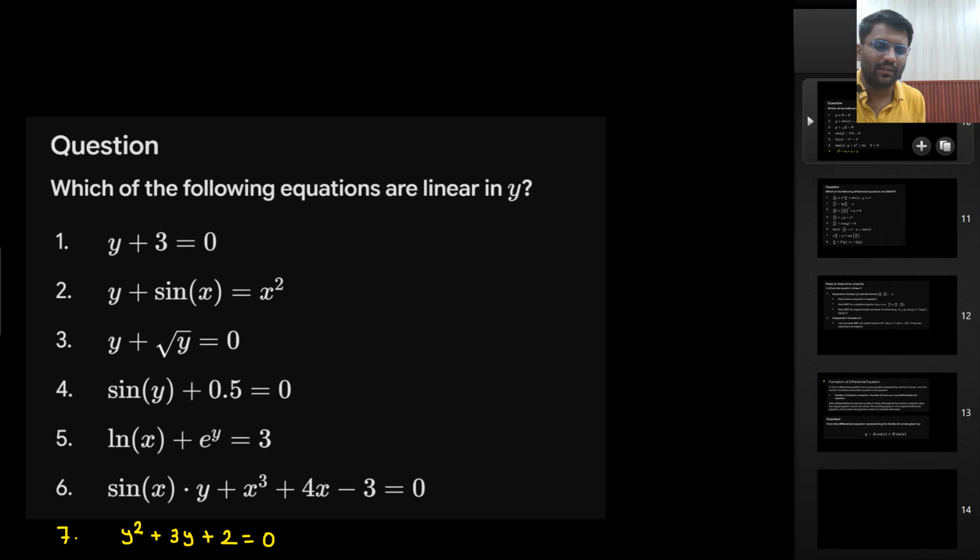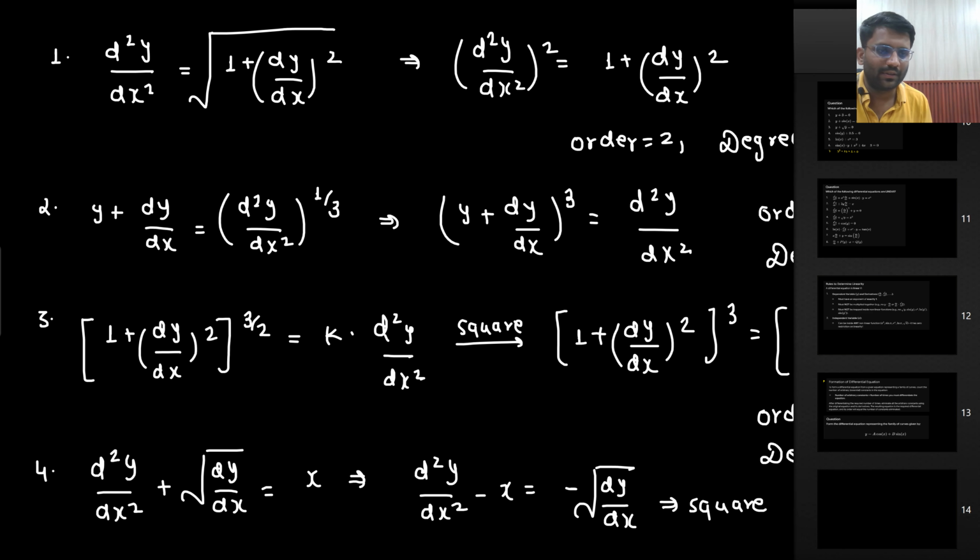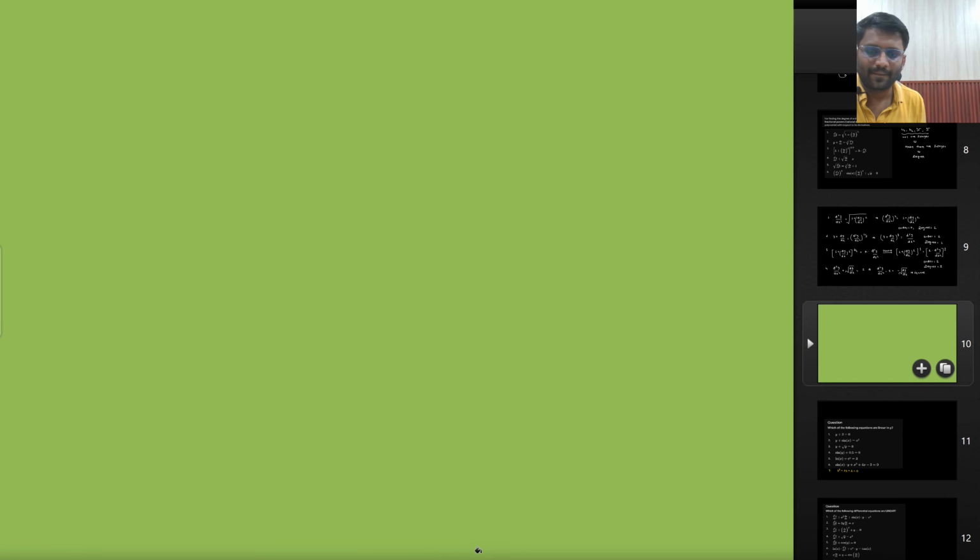What I will be getting? d2y by dx2 minus x, whole square, would be equals to dy by dx. So you let me know what is the order and degree. Think about it and let me know the order and degree. Sir, order is 2 because maximum it is differentiated twice. What is the power? Power is 1. No, sir, there is a square. So it will be becoming power 2. So degree will be 2.